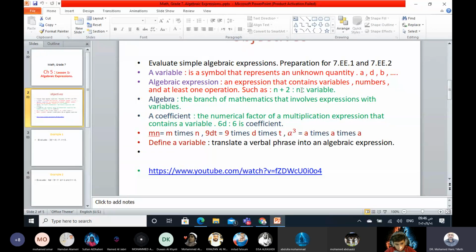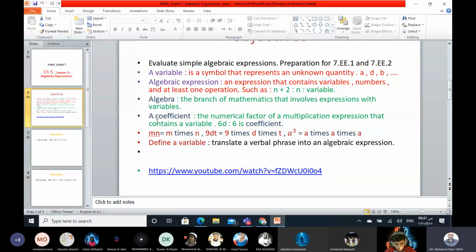Here n means a variable, an unknown number. We don't know the value of n. When you know the value of the quantity, it means you have a number. So when you have variables, numbers, and operations, you have an algebraic expression. What is the meaning of algebra? Algebra is the branch of mathematics that involves expressions with variables. This is the meaning of algebra.